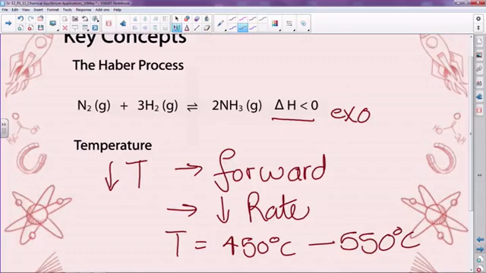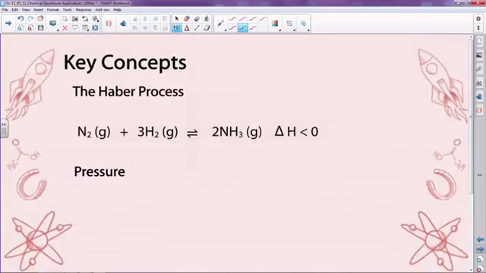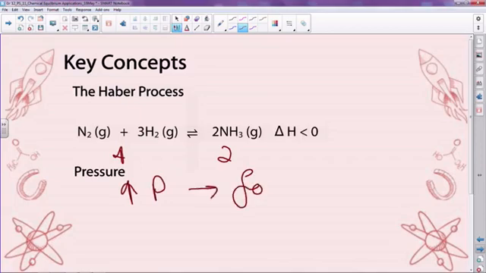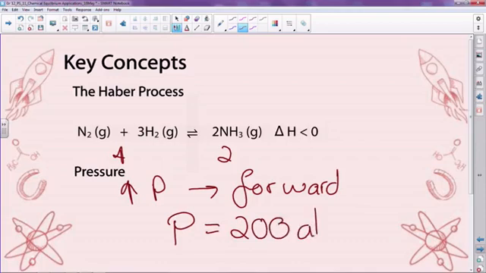Then when we look at the next thing that we can change, that's pressure. Now pressure, there are 4 particles on this side, there are 2 on this side. So what this means for us is if we increase the pressure, we will favor the forward reaction. Yay, very, very nice, but high pressures are very, very expensive, so they're still going to make another compromise in terms of the cost. Increasing the pressure will absolutely increase the rate because it increases concentration. It doesn't sound like much of a compromise, but it is, they do this at around 200 atmospheres.